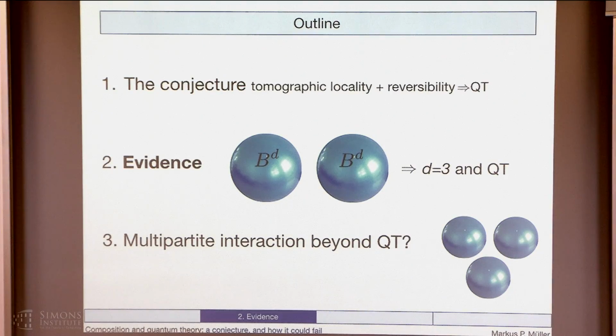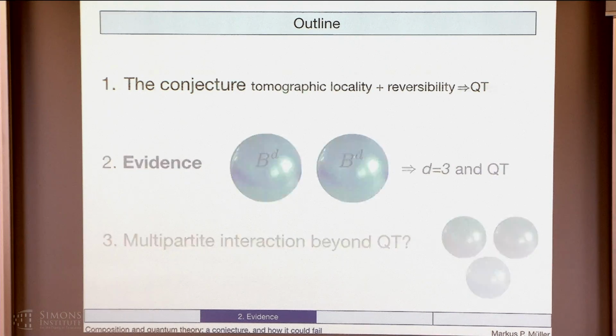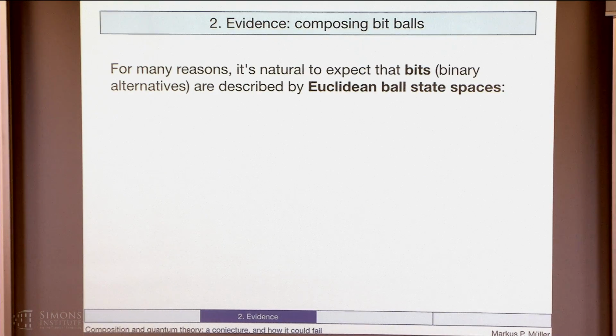Okay, now what about the conjecture? Well, here's some evidence that the conjecture is true, unfortunately, which nevertheless I think is in itself interesting. So let's look at this one example for when the conjecture is true.